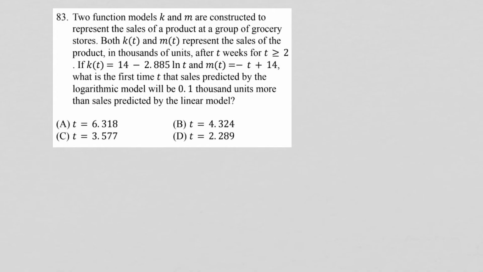What is the first time t that the sales predicted by the logarithmic model, that's k, will be 0.01 thousand units more than sales predicted by the linear model? So I think they're asking, when is 14 minus 2.885 ln(t) equal to, it's 0.1 thousand more, and this is thousands, so when is it equal to negative t plus 14.1? That's what I think this is asking.